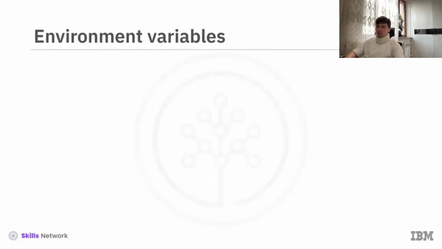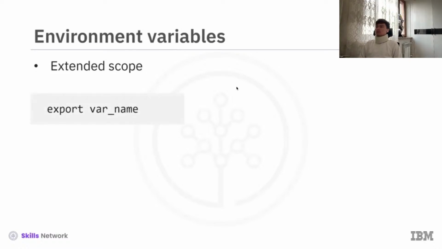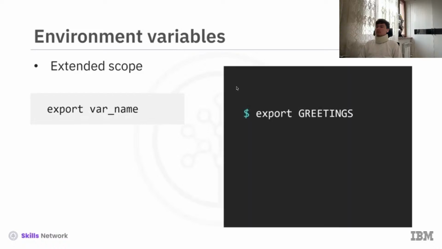Environmental variables are just like shell variables, except they have extended scope. They persist in any child processes spawned by the shell in which they originate. You can extend any shell variable to an environment variable by applying the export command to it. For example, export greetings makes greetings an environment variable. To list all environment variables, use the env command.